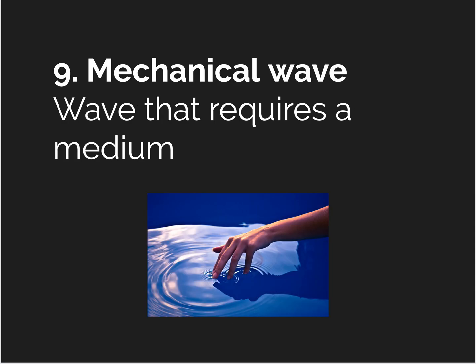Mechanical waves. A mechanical wave is a wave that requires a medium. Remember, we talked about medium. A medium is matter. So water here is the medium. And when this person causes a disturbance in the water, it causes a ripple across the water surface, and those are waves. They're disturbances that transfer energy. Not much energy, but enough.